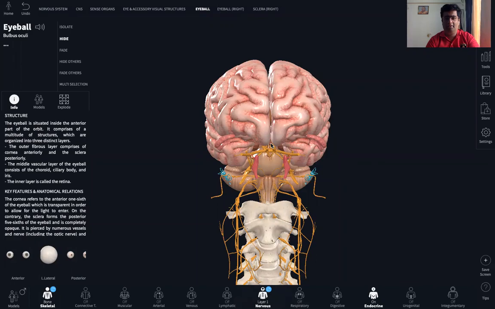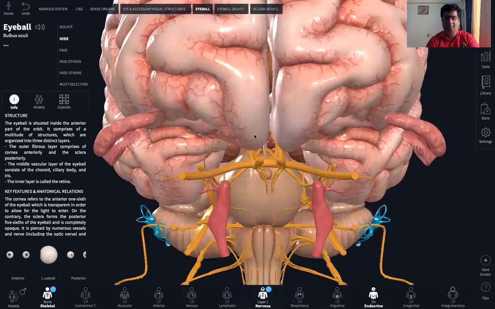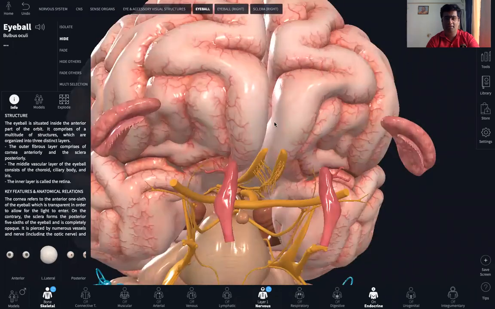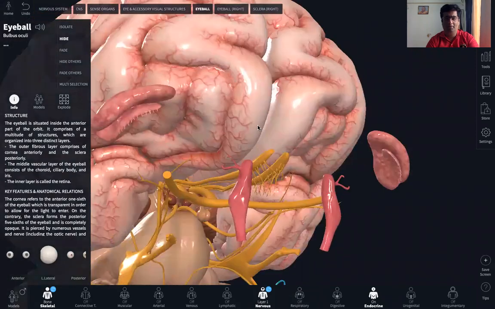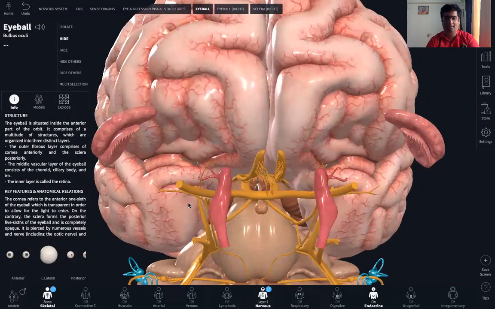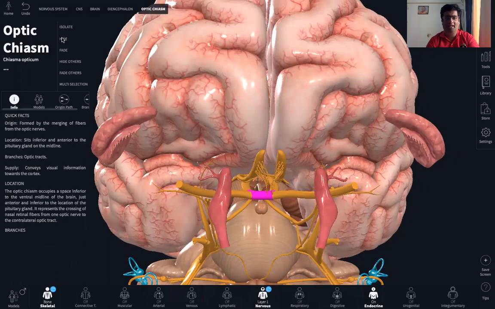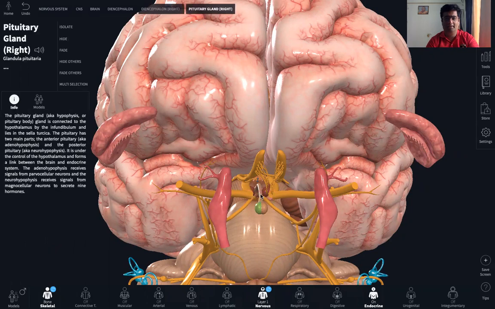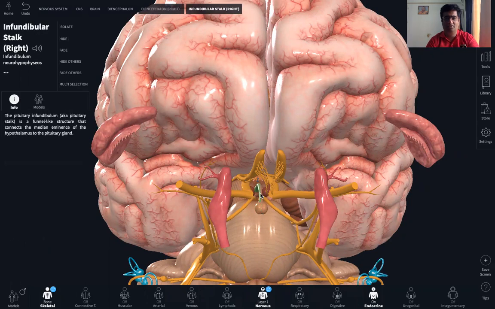So let us have a look at the location of the pituitary gland. The pituitary gland hangs from the base of the midbrain below the hypothalamus. I repeat, the pituitary gland hangs from the base of the midbrain below the hypothalamus. Clearly, this gland is hanging by a stalk called the infundibulum from the hypothalamus.